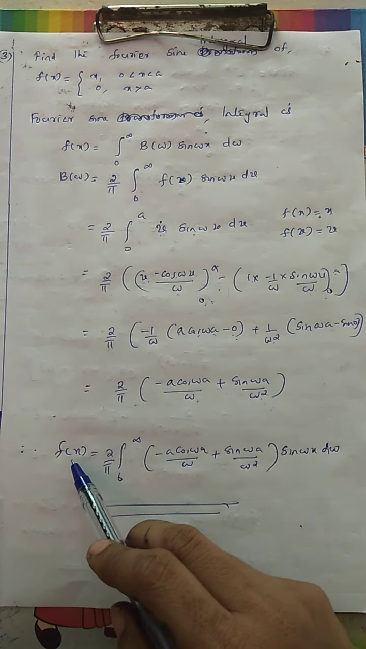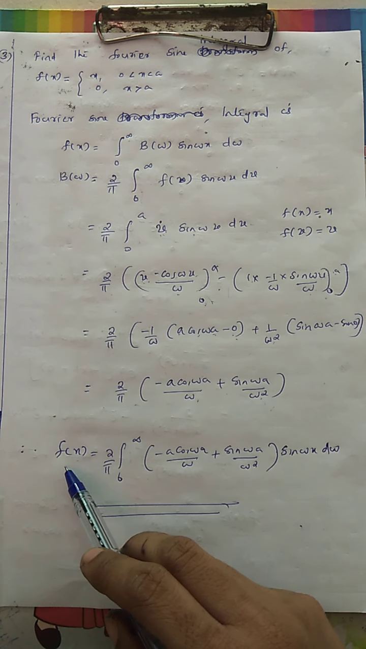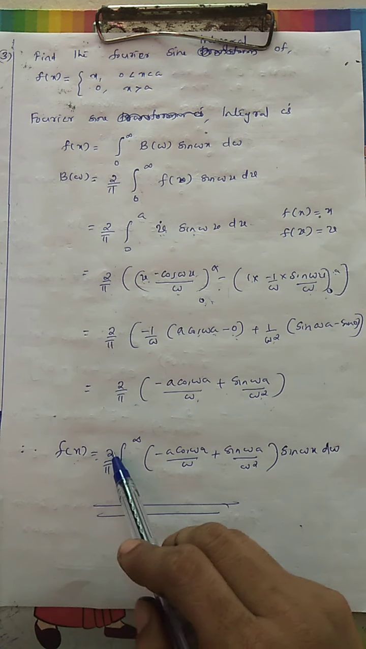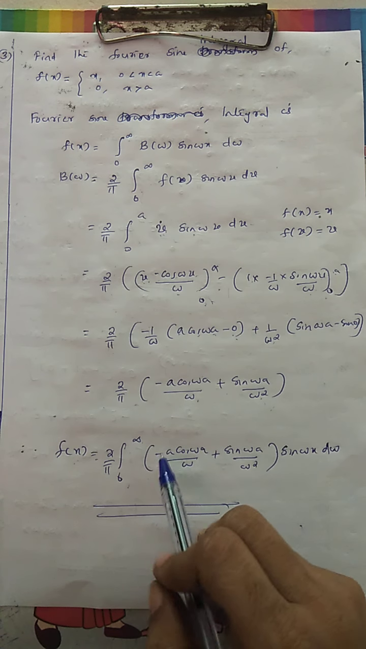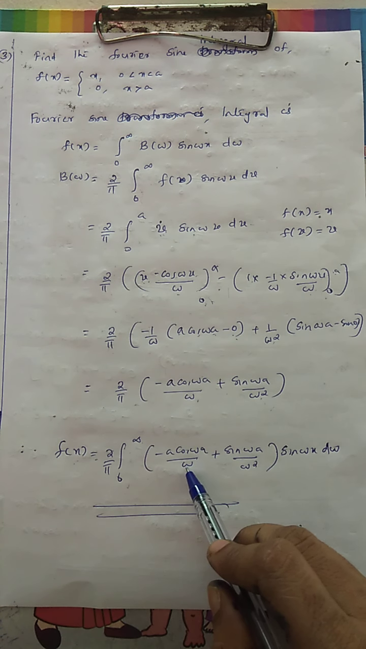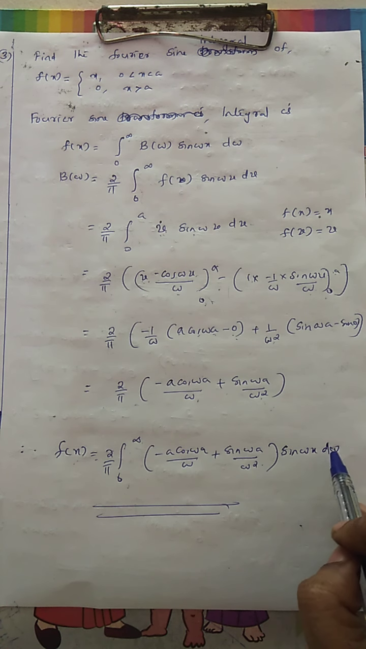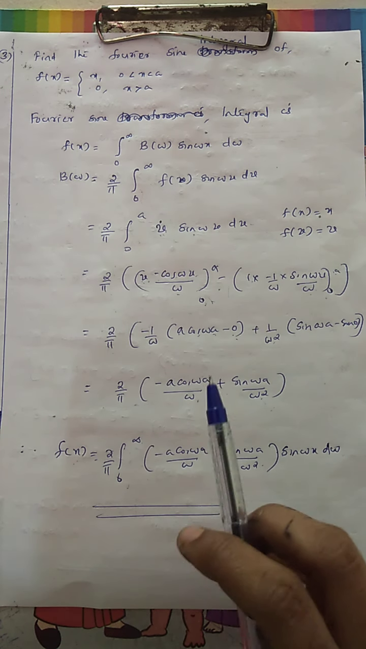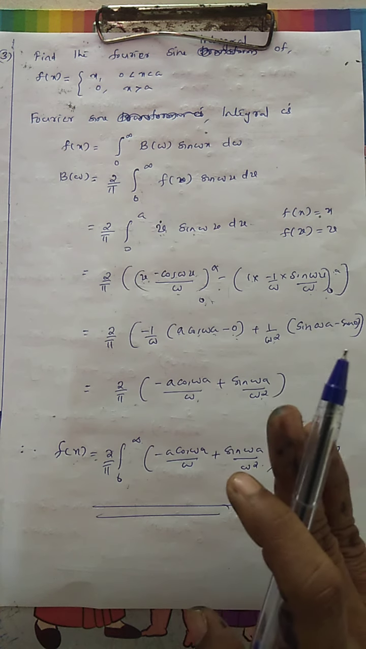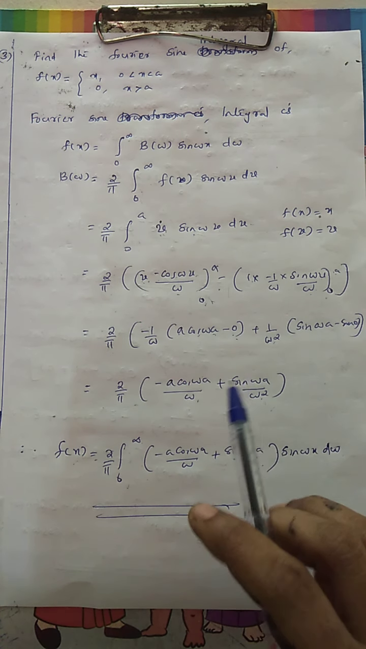So the Fourier sine integral is obtained by substituting here f of x is equal to 2 by pi into integral 0 to infinity of minus a cos omega a by omega plus sin omega a by omega square, into sin omega x d omega. So the problems are just to apply the values to the formula.